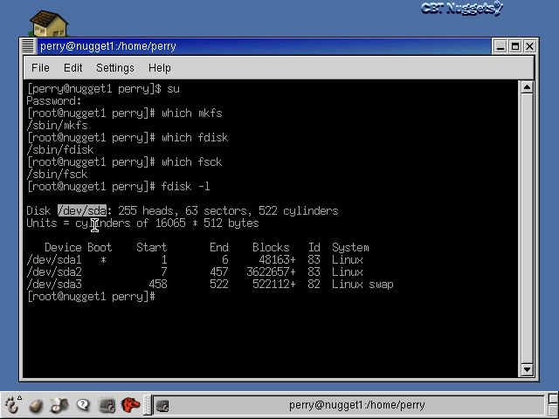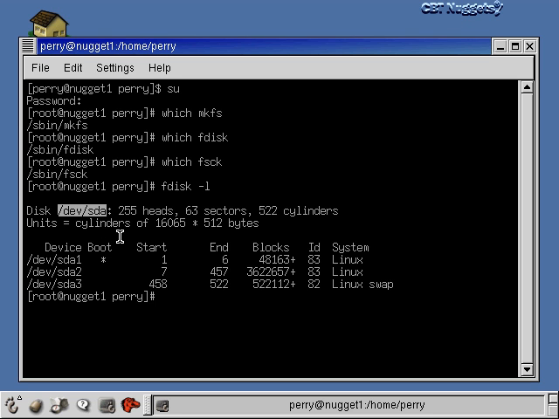Okay, what does SDA mean? Well, the SD stands for a SCSI disk. If that was an HD, it would be an IDE disk. And the A stands for the first disk. So SDA is the first SCSI disk, HDA would be the first IDE disk, SDB would be the second SCSI disk, and so on.